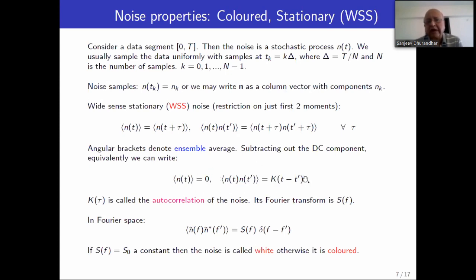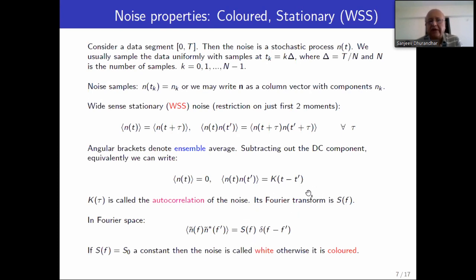And then the ensemble average of n(t) n(t') can be written as K(t - t') because of stationarity. You can always write it in this form, that it just depends on t minus t'. So the variance, or what you call the covariance, does not depend on individual t. It only depends on the difference in the time. So it is K(t - t'). And this K(tau), now this tau is not the same as the earlier tau. Tau is t minus t', and K is called the autocorrelation of the noise.